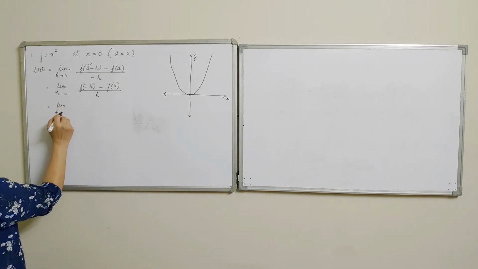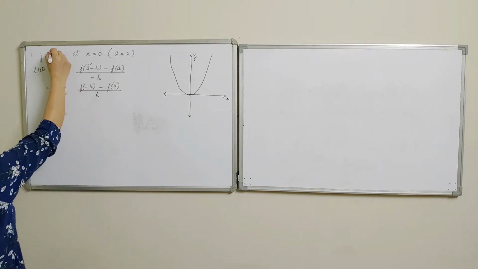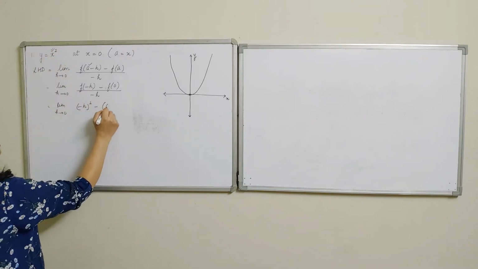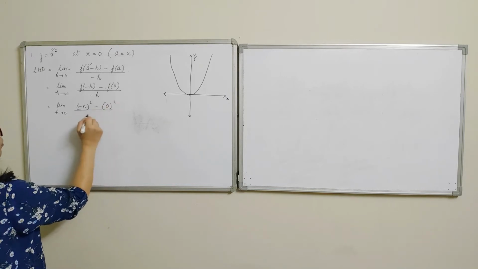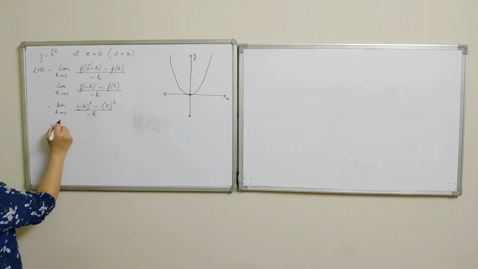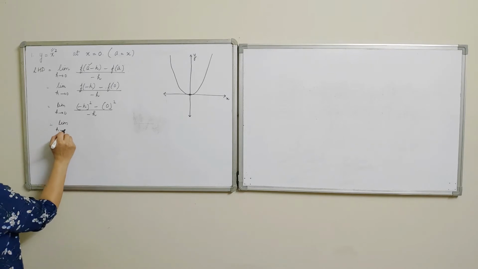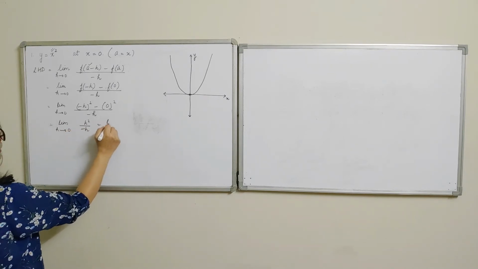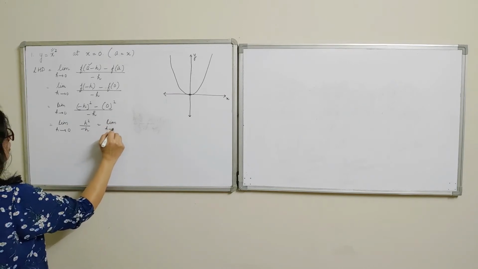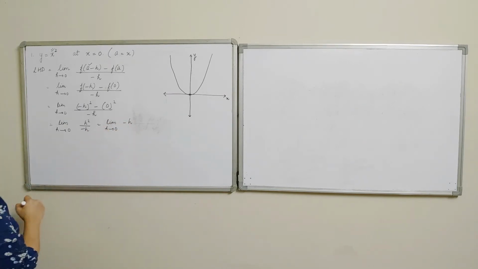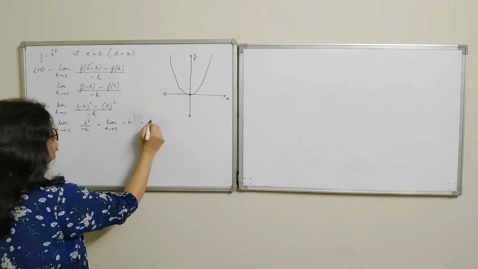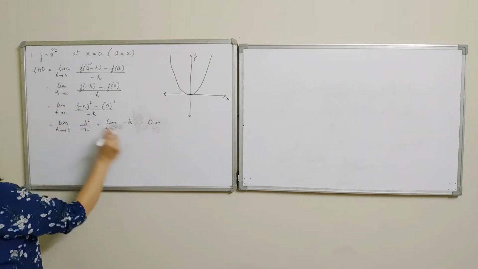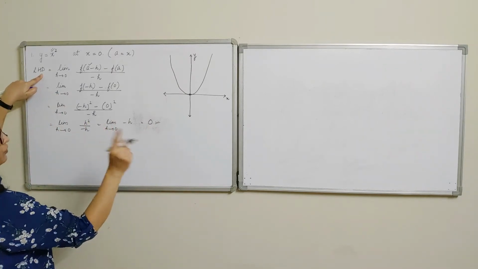The function f of minus h, so here it is minus h square minus 0 square upon minus h. Simplifying it further, we have here h square upon minus h, which is minus h, and by direct substitution this turns out to be a 0. You can see this is a finite real value, so LHD is 0. What is LHD? Slope of the tangent.